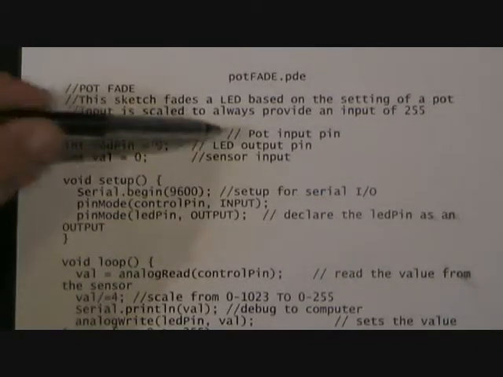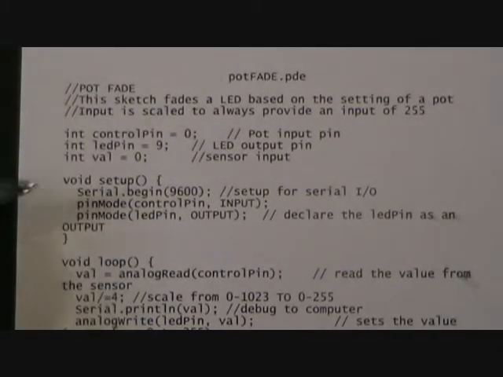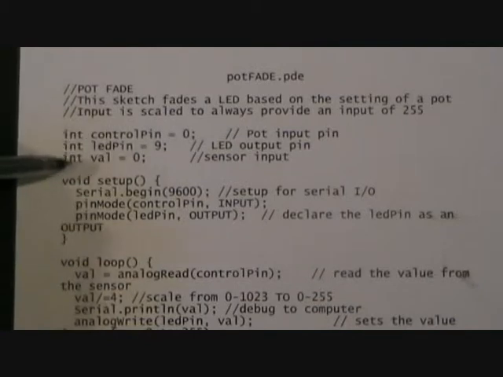In this first example, we have a control pin, which is the pot input, which is pin 0, and the analog input, and we have pin 9, which is the pulse width modulation output for the LED, and something to store the value that we're reading in.